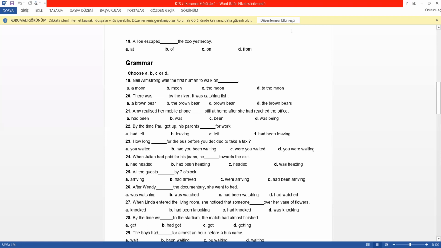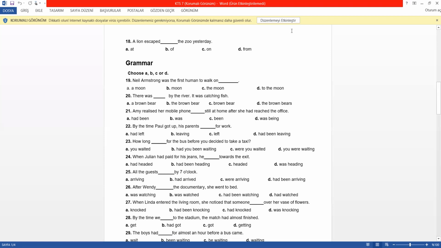In question 25, we choose the option B, had arrived, as we see that by 7 o'clock something happened, yes, and the action finished by that time, yes, that's why we use past perfect tense here.